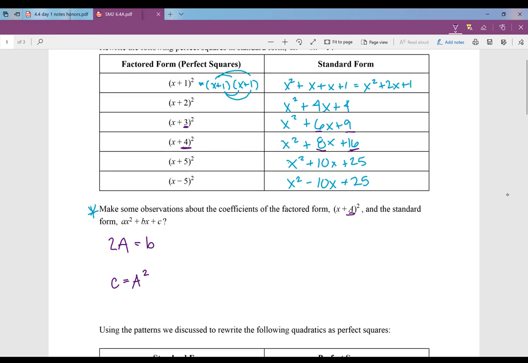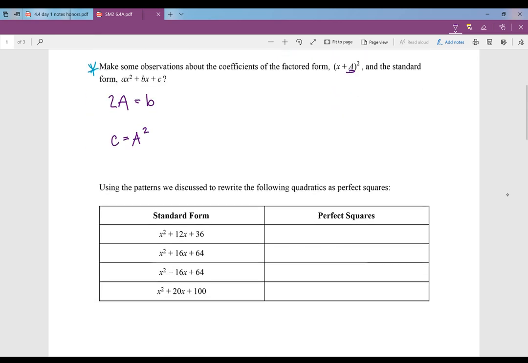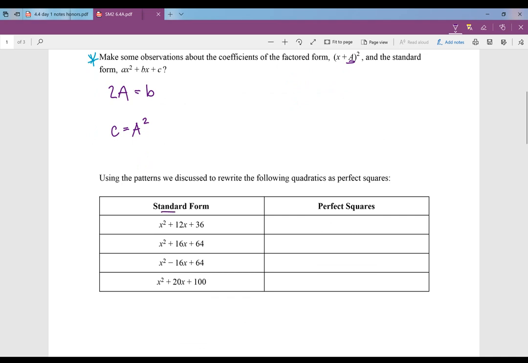So when we come down to this next table, we're going to go backwards. So you're going to start with the standard form and write the perfect squares. And you're going to use this pattern that we talked about to write the perfect squares.